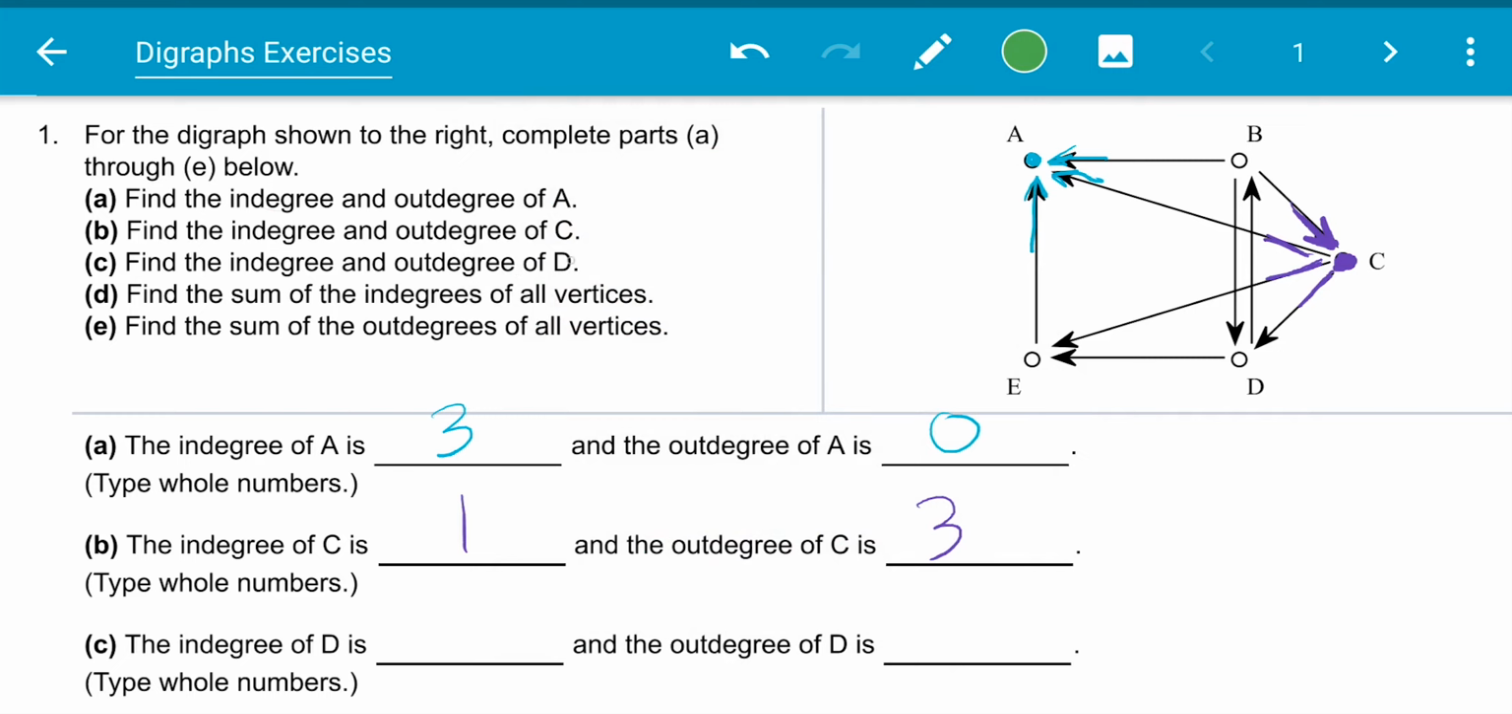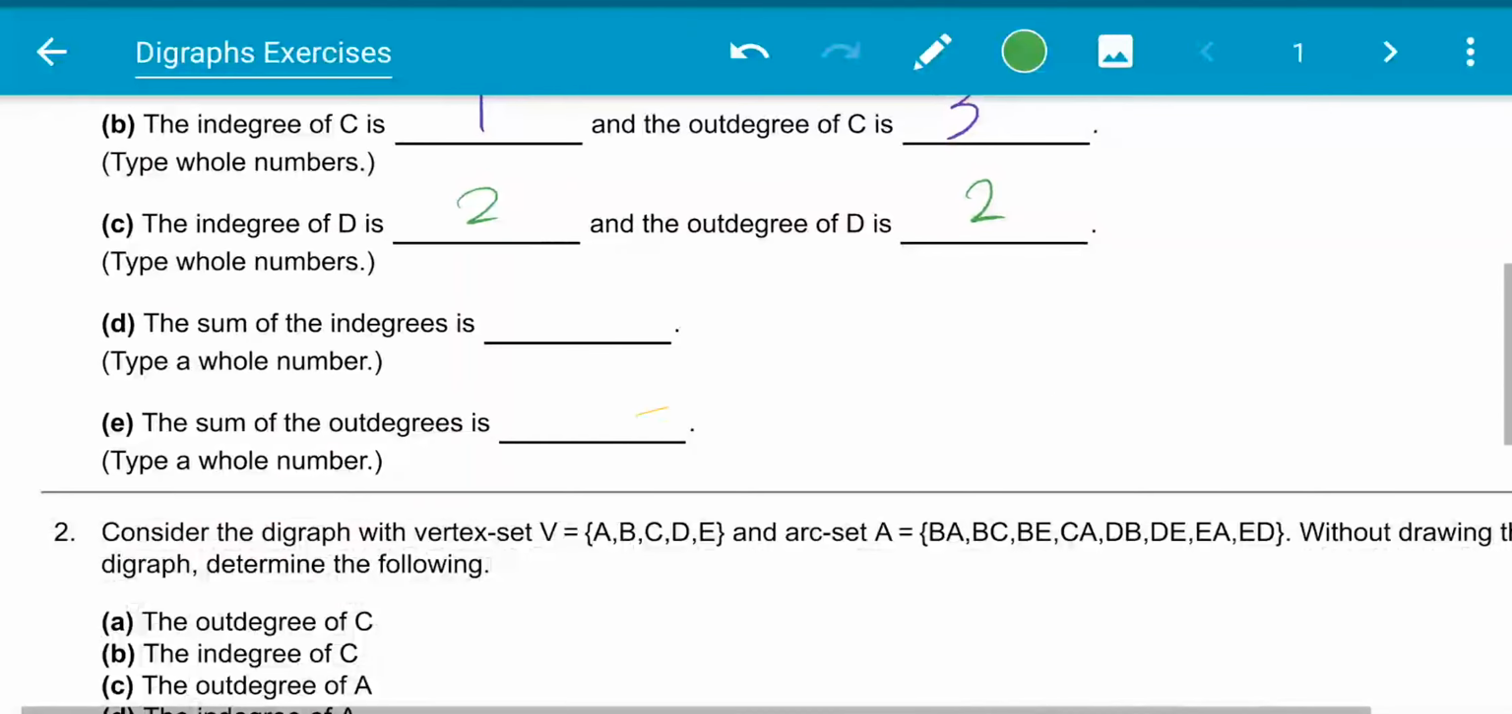Lastly, we're going to look at D. What is the in degree of D? So we have 1, 2 arrows that are pointing in to D, and out we have 1 pointing out here and 1 pointing out here to E. So we have 2 out also.